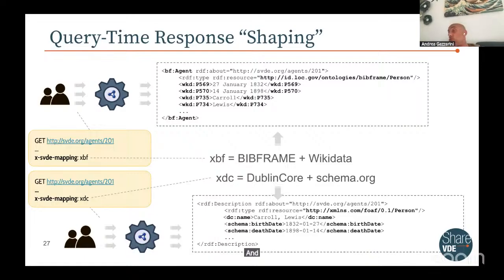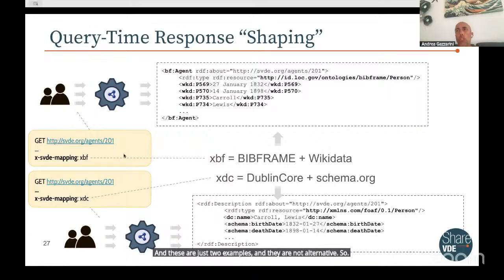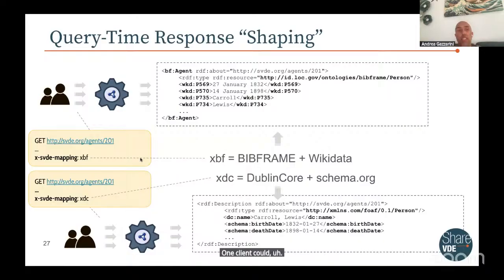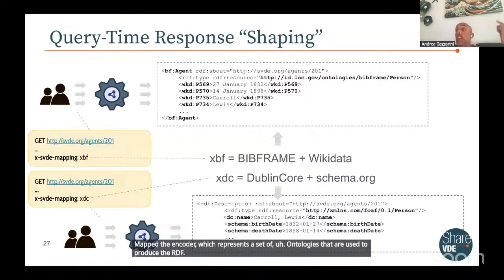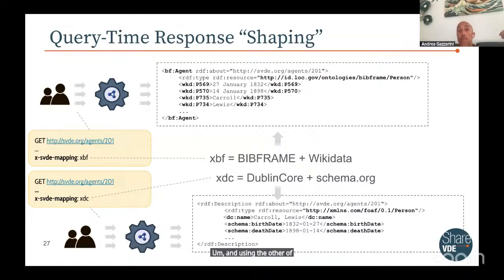And these are just two examples, and they are not alternatives. So one client could request the same agent, the agent 201, using a given mapping code, which represents a set of ontologies that are used to produce the RDF. And using the header of the previous example, it can select only 4 provenances among the whole contribution set.